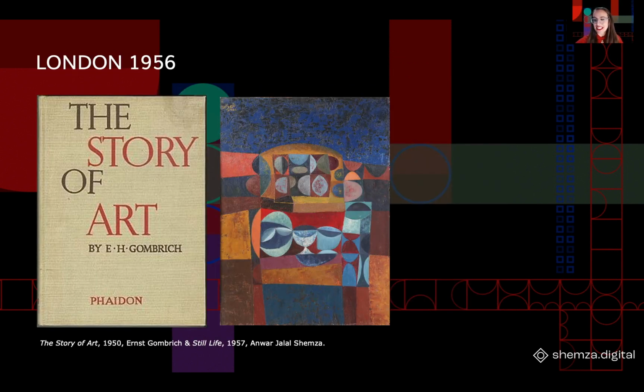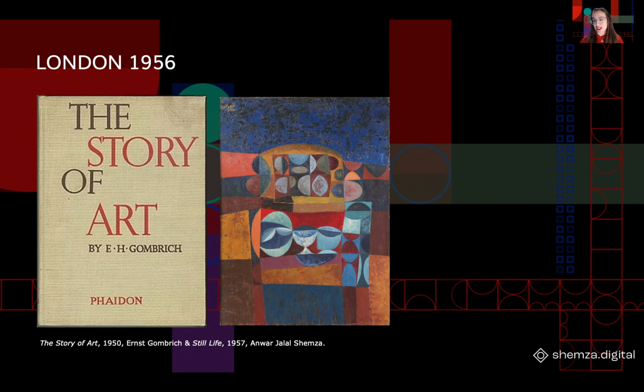Anwar came over to London in 1956 to study at the Slade School of Fine Art. And on arrival in the UK, his artistic achievements weren't recognised like they were in Pakistan, and he really struggled to find a place for himself here. His art history lecturer was the well-regarded Ernst Gombrich, who wrote The Story of Art, published in 1950. And this book, that you can see on the left here, was a history of art from an entirely Western point of view.